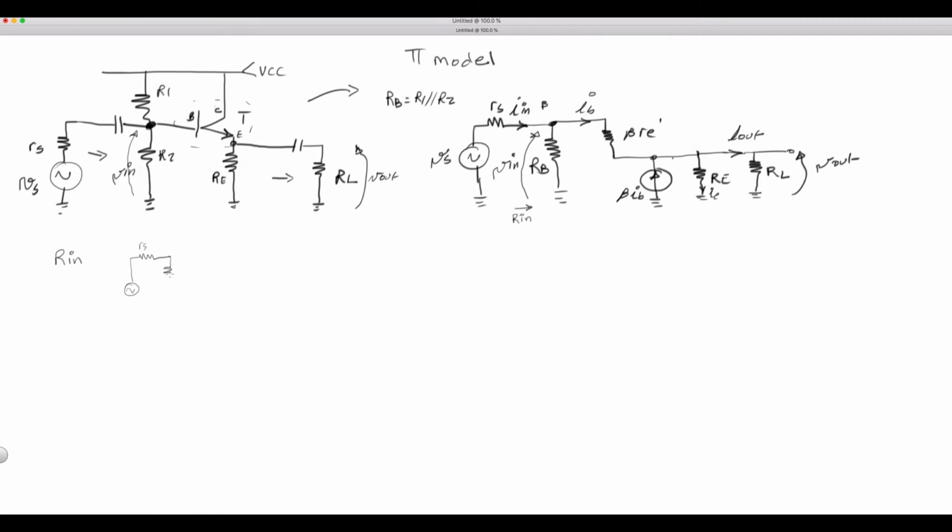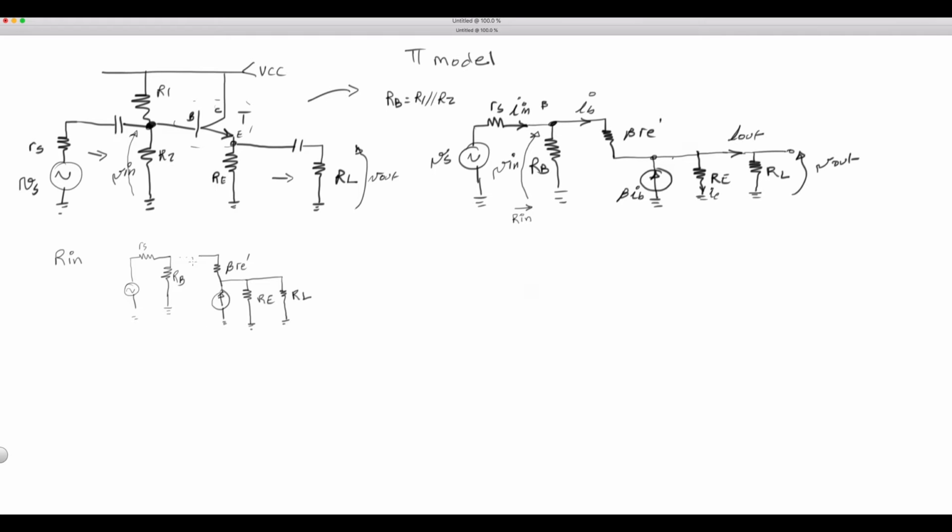And we have RB, which is really R1 in parallel with R2. Okay. And this is attached to this part, which is beta RE prime. And then let's put the current generator right here. And let's put these resistors right here. So this is RE. And this one here is RL.